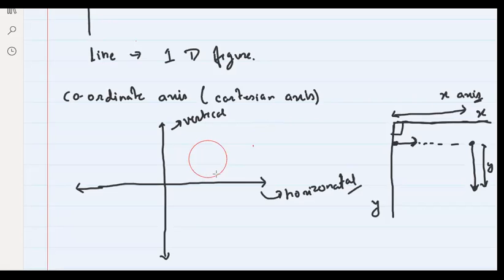Okay, so suppose you move along the circle, so you're moving in which axis? X axis, Y axis, or both? Very good, everyone. All of you are getting this. Very good.